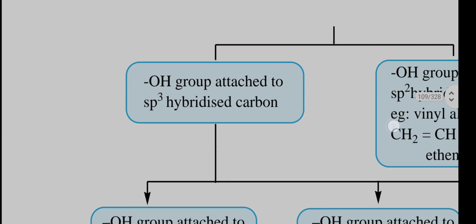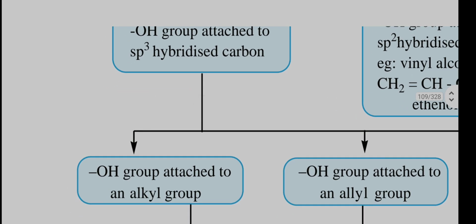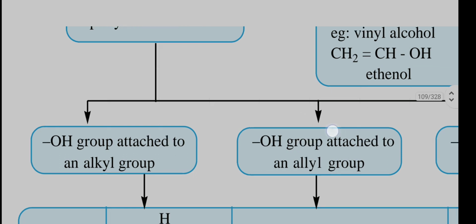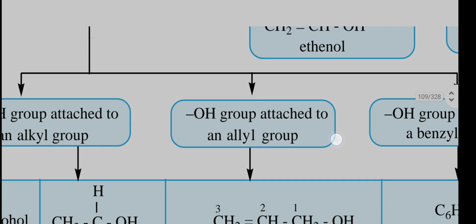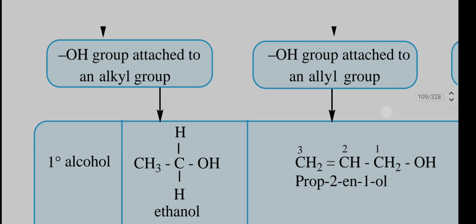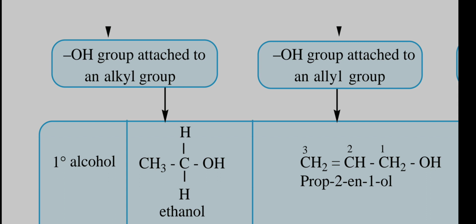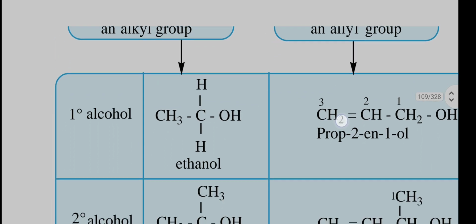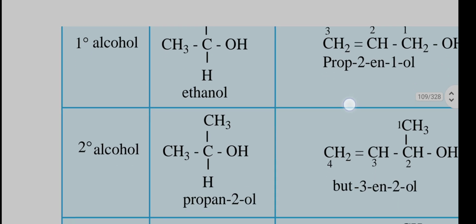Then the OH group attached to the sp3 hybridized carbon is again classified into 3 types: OH group attached to the alkyl group, OH group attached to the allyl group, and OH group attached to the benzyl group. Then OH attached to the alkyl group: the alkyl is again classified into primary, secondary and tertiary.